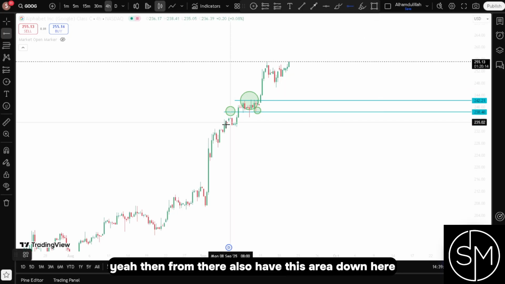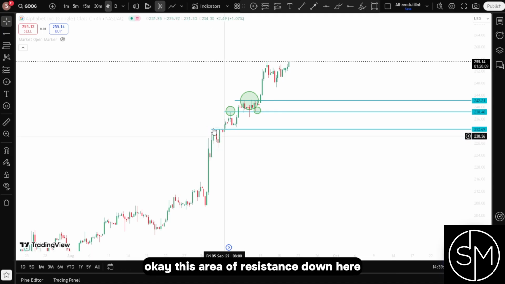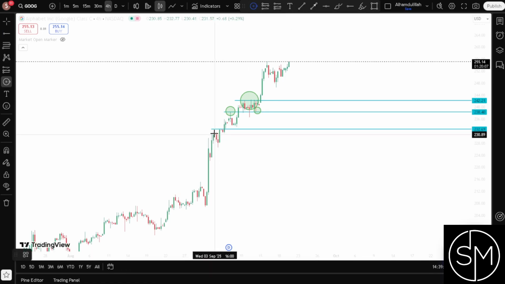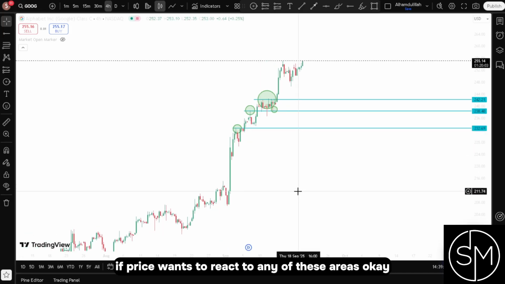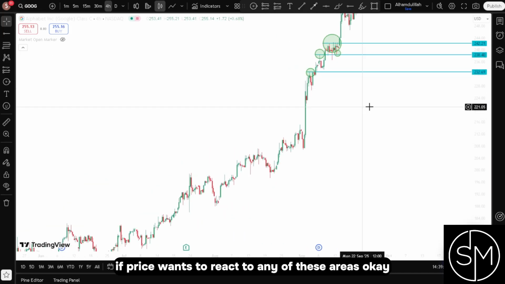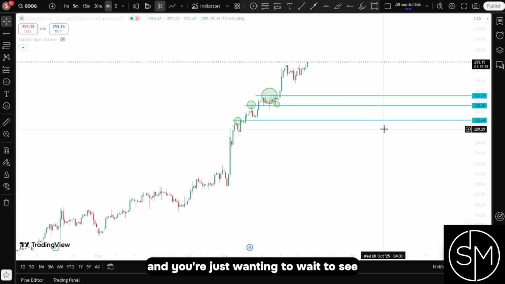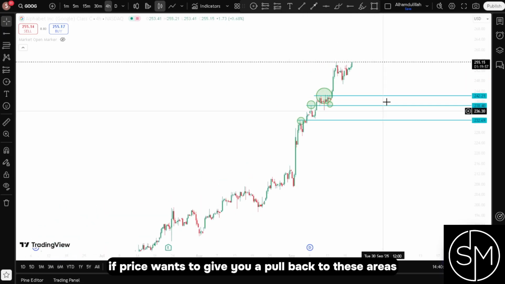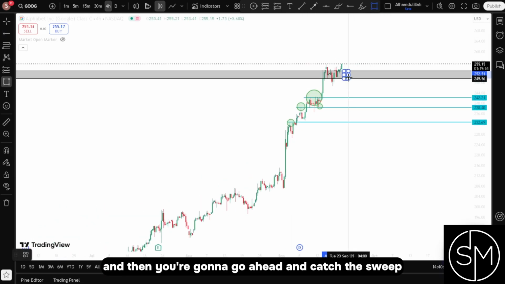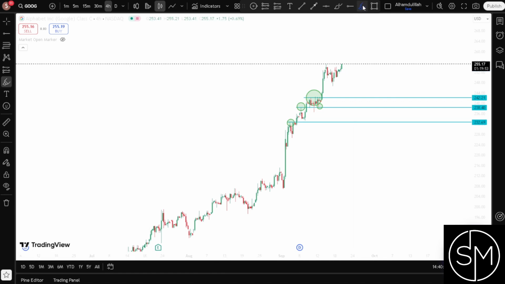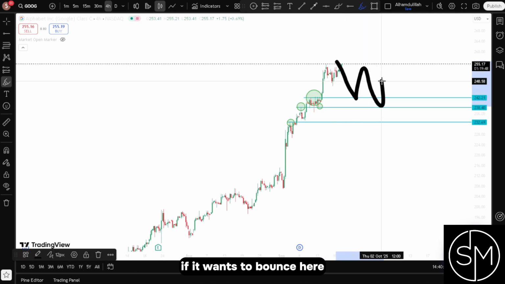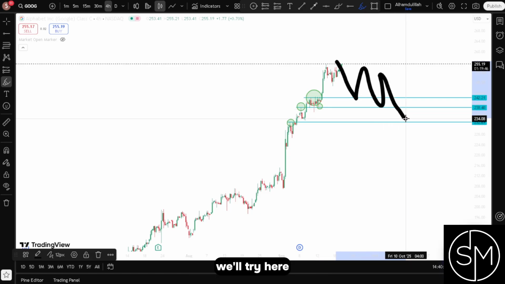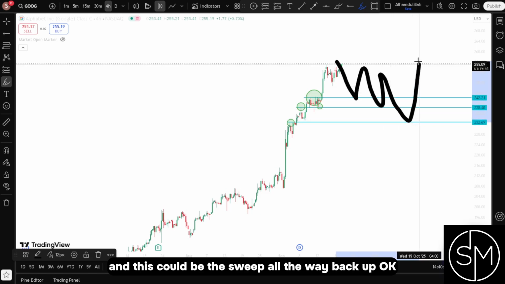Yeah, then from there, I also have this area down here. Okay. This area of resistance down here. Okay. And you could just go ahead and wait and see if price wants to react to any of these areas. Okay. And you're just wanting to wait to see if price wants to give you a pullback to these areas, and then you're going to go ahead and catch the sweep right back up. Okay. So if price wants to bounce here, fine. But if it wants to crash, fine. If it wants to bounce here, fine. If it wants to crash, fine. We'll try here. And this could be the sweep all the way back up.